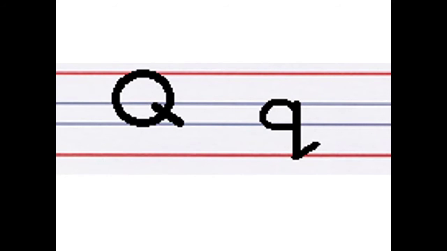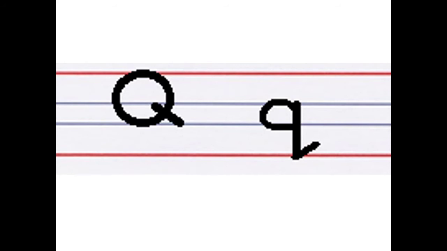Or the other way around, Q small does not reach the first line. So we start from the second line, we draw a circle, then we go back up, and we go down, then we go back up. This is Q small. We draw a small tail for Q small. 1, 2, 3, 4. We start from here. 1, go up. 2, we go down. 3, then we go slightly up to draw a tail, and this is the fourth step.